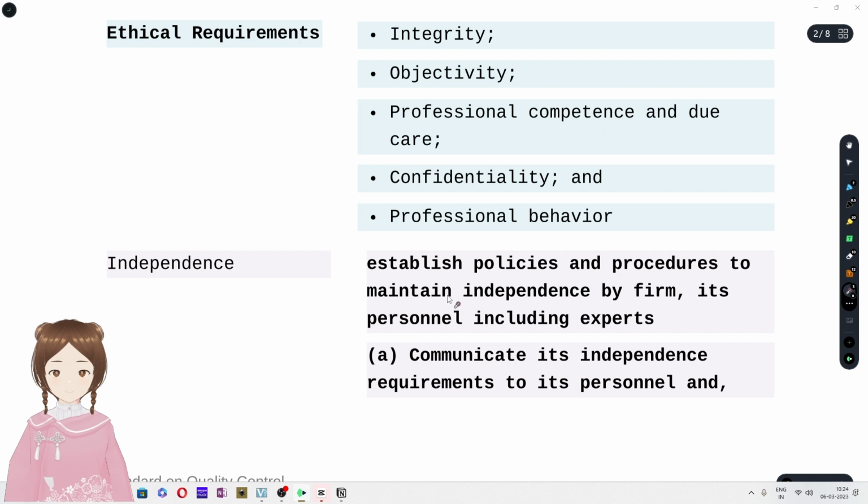They have to establish policies and procedures in maintaining independence. This is replaced by quality there, because they are talking from an overall perspective. We are talking only with regards to independence, so we have replaced that with independence here. Establishing policies merely isn't enough. You have to communicate. That's what they are saying.